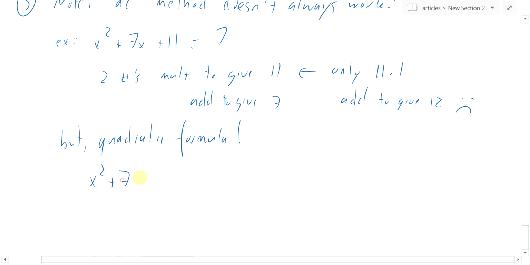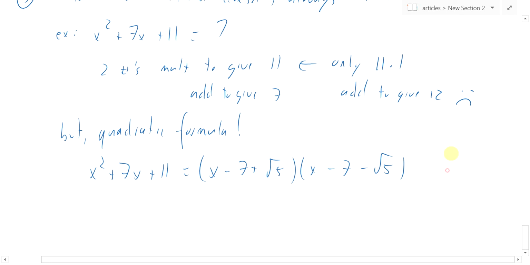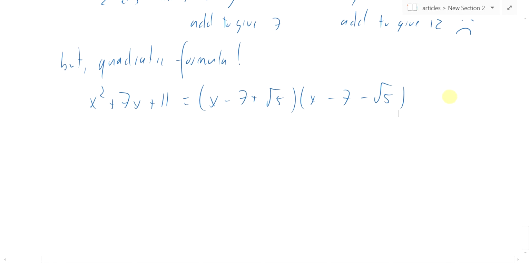and we get this kind of complicated looking formula, which you can verify by distribution again, that x squared plus 7x plus 11 does in fact factor into something involving square roots. A big theorem says that every quadratic does factor, but you have to use complex numbers, which we're really not going to go into in this class.